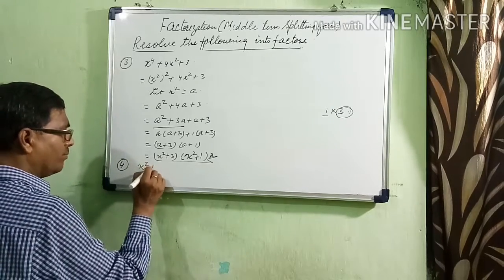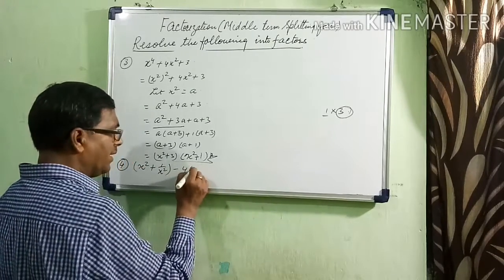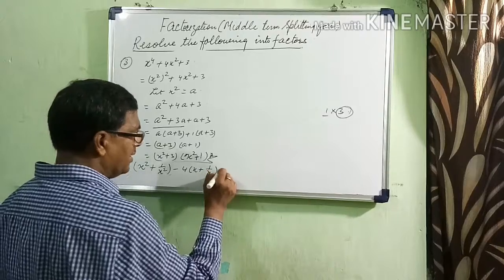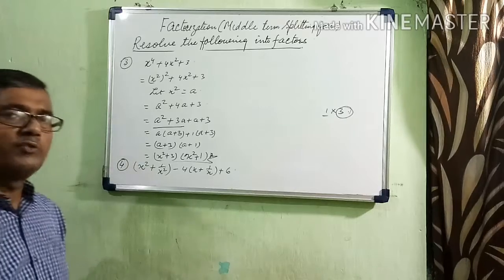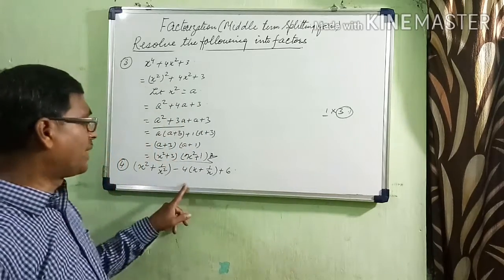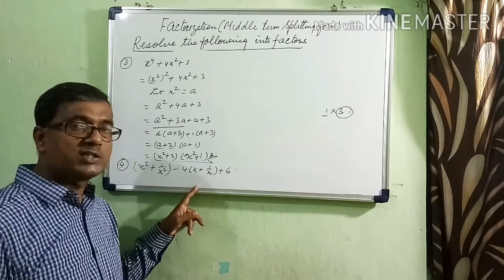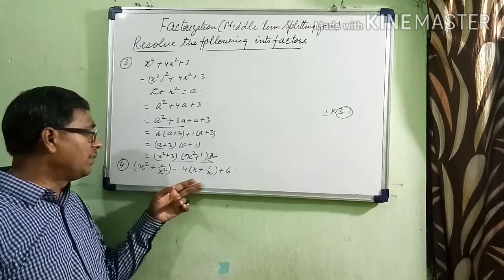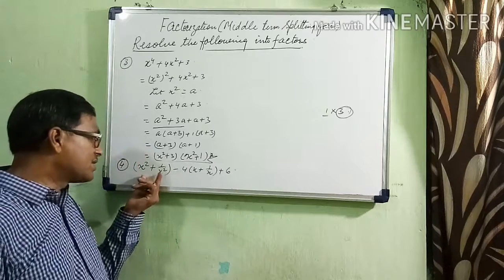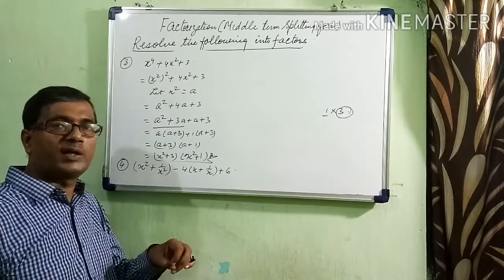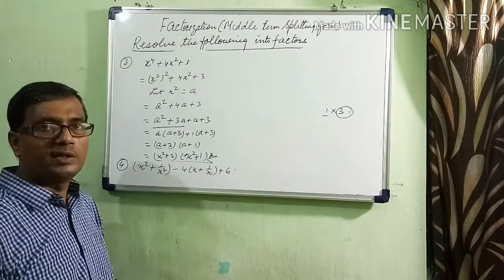X square plus 1 by x square minus 4 x plus 1 by x plus 6. In no way it is in quadratic form. Many of you will open the bracket, they will take out the LCM, but you remember in the denominator x square will remain and the terms will be converted into cubic form, which is impossible. So it is better that x square plus 1 by x square is to be converted in such a way that it takes the form of x plus 1 by x, and we can easily convert.